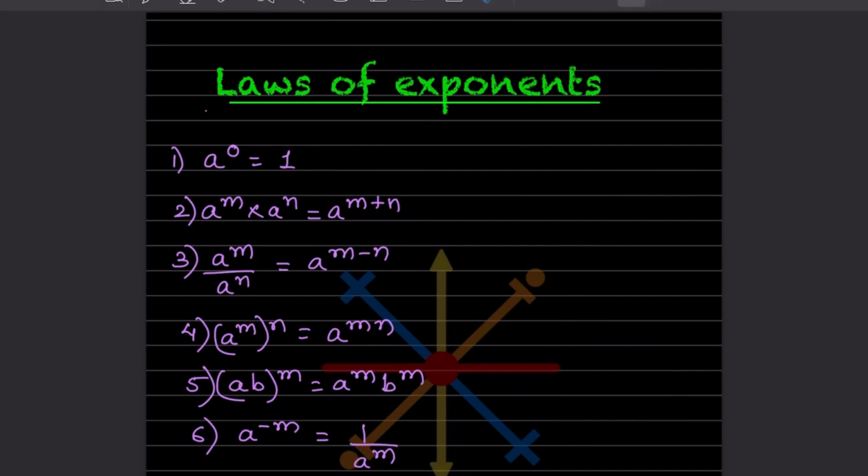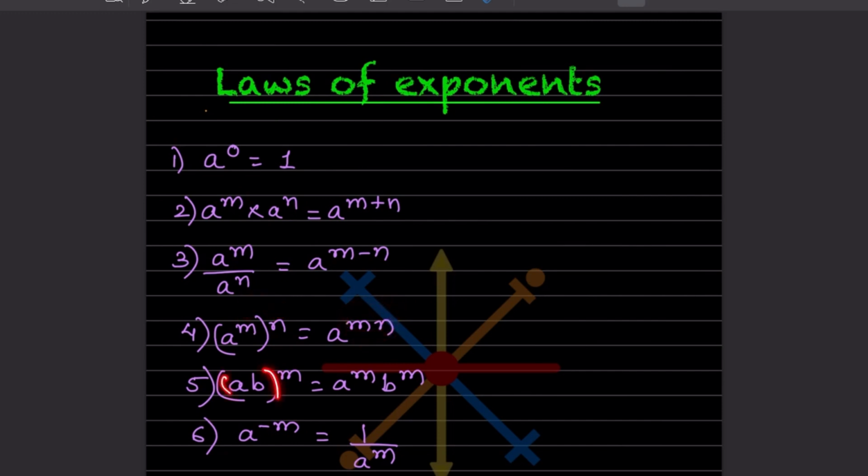Whenever it is a raised to 0, that is going to be 1. Suppose it is 3 raised to 0, any number here, that is going to be 1. A raised to m into a raised to n: whenever there is multiplication, the exponents should be added. Whenever it is division, the exponents should be subtracted. In this case, you have to multiply this and this one, so that will be mn.